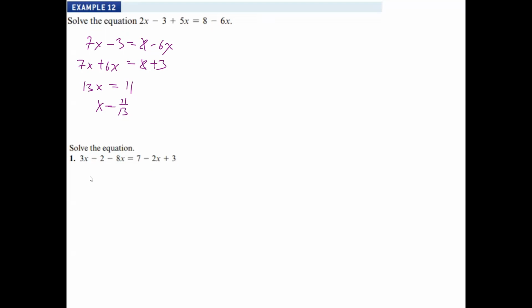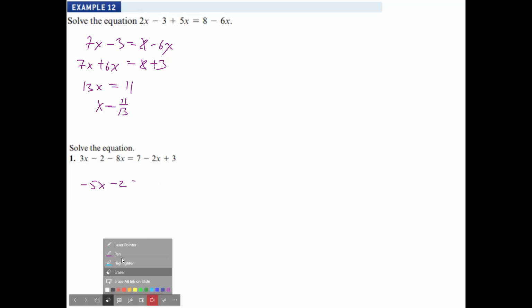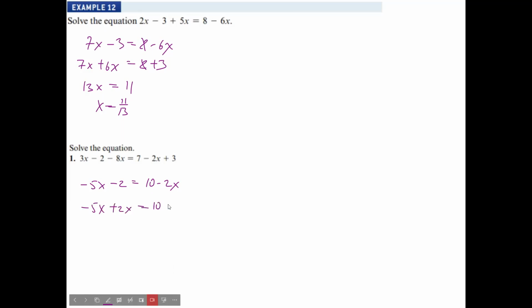Now this one. So what is that? Minus 5x minus 2 equals 7. No, 10. Seven plus 3, 10 minus 2x. So here it doesn't matter. Let's do here minus 5x plus 2x equals 10 plus 2. And then minus 3x equals 12. X is minus 4.